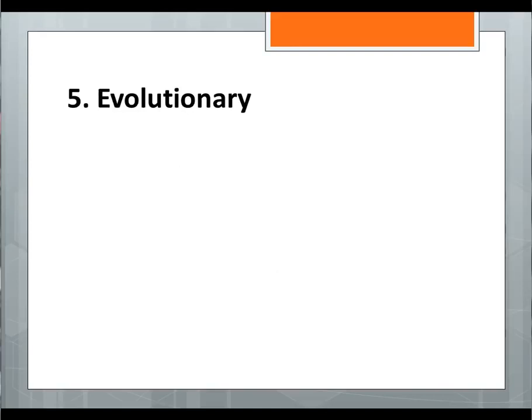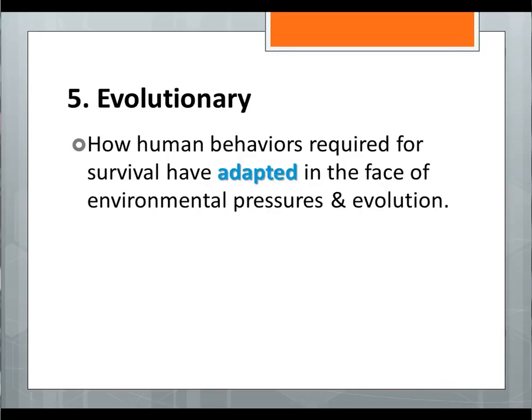From the cognitive perspective, we'll go to evolutionary. And the root word of evolutionary is evolution, so we're going to work on adaptation here. How human behaviors required for survival have adapted in the face of environmental pressures and evolution. And because it's evolutionary, it is influenced by the work of Darwin. Now, what do I mean by human behaviors required for survival?